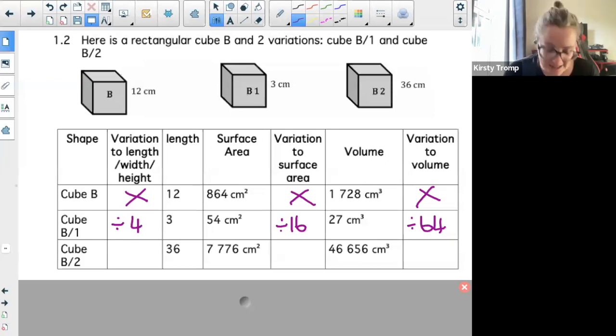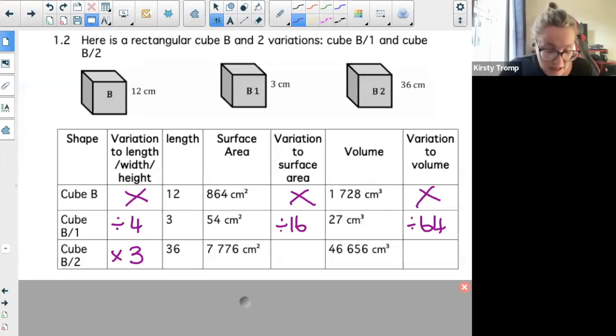Hi, Itandile. Hello, ma'am. All right, Itandile, what did I do in B2? How did I go from 12 to 36? You multiplied it. I times it by 3, hey? So 12 times 3 gives me 36. Do you agree? Yes, ma'am.